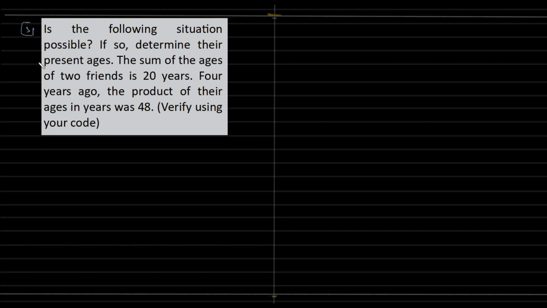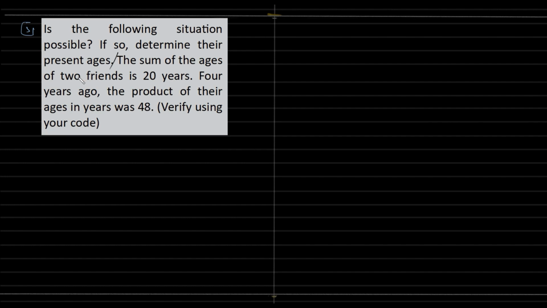Is the following situation possible? If so, determine the present age. So the question is asking us to check if it's true. Is it possible? I mean, whatever the question given, will we get a real number answer? So that's the question. So let's see the question itself.